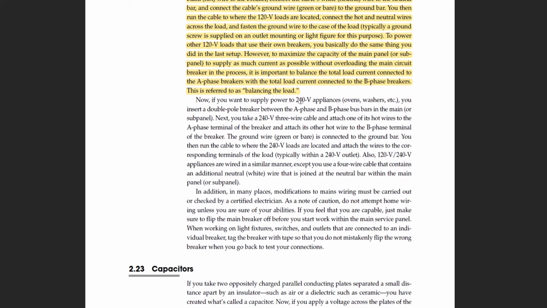Now, if you want to supply power to 240-volt appliances, oven, washers, etc., you need to insert a double pole breaker between the A phase and B phase. Nice.